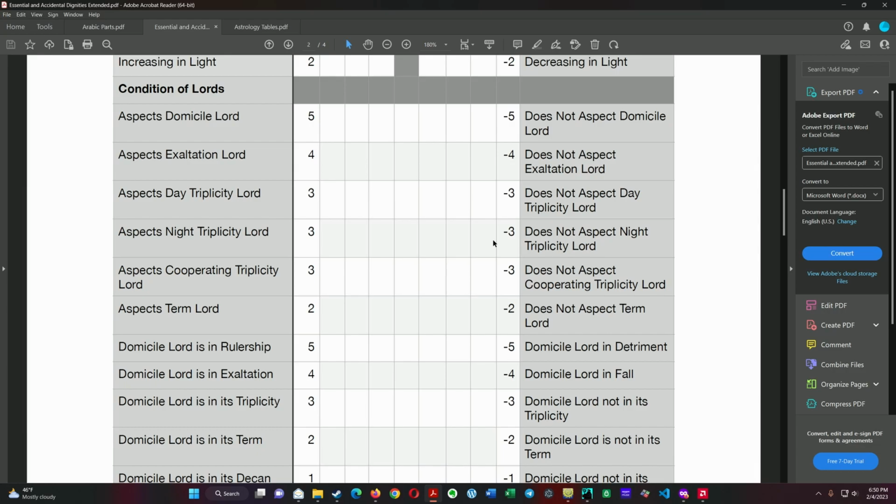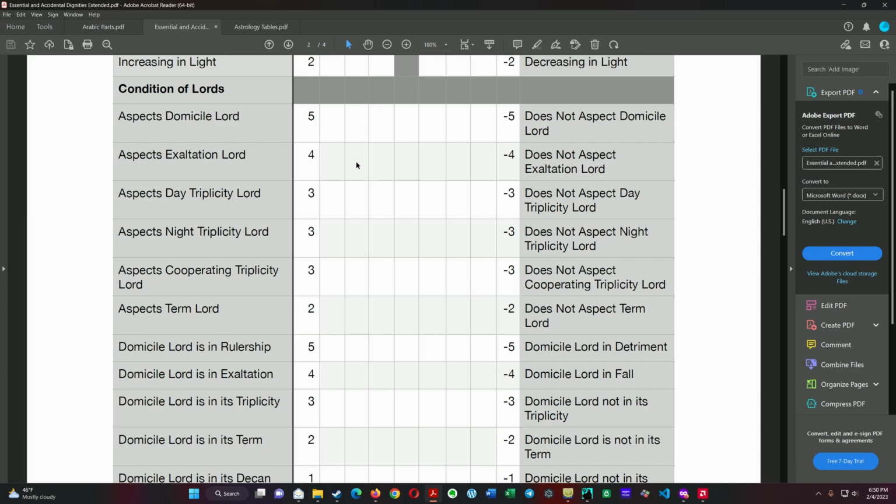So I added this huge, comprehensive section. This is the most difficult thing to weight by number because it's complicated. I'm not sure I did it completely right, but this is a start, I think. So you check to see if a planet aspects its domicile lord. If it does not, it loses points, because if the planet is peregrine and it doesn't aspect its domicile lord, that's bad. That means it's not going to get the resources it needs.